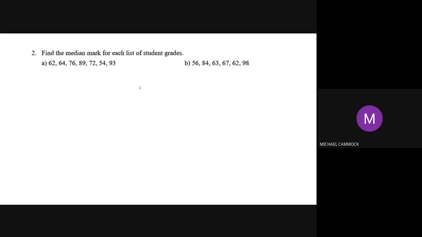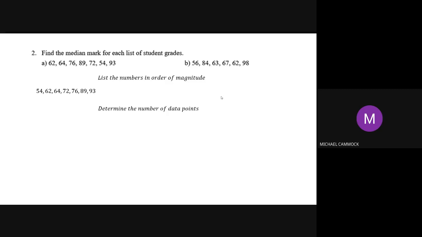So first thing is list the numbers in order of magnitude. So the smallest number there is 62, sorry, is 54. Then the next number is 62 and so on and so forth. So my next step is to put them in that order. So there's my 54, 62, 64, 72, 76, 89, and 93. So all I've done, which is very simple to do, is start with the lowest number and work my way up to the highest number. Now, the next thing is determine the number of data points. In this case, I have 1, 2, 3, 4, 5, 6, 7 data points.